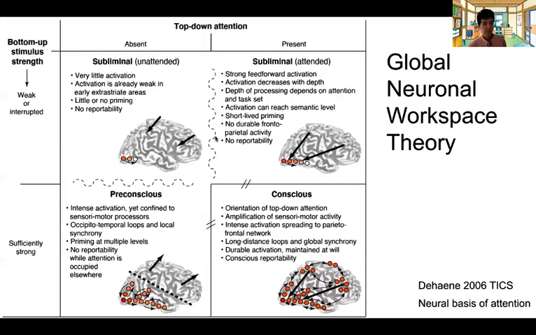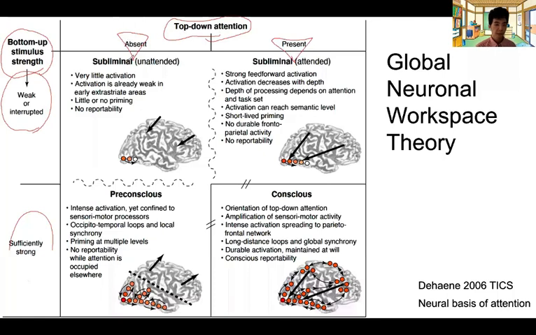And that leads to this idea of the global workspace theory of consciousness. So here is a very complicated 2x2 design matrix, or table. Let me go through the rows first. The row is the strength of the bottom-up stimulus. You can think of this as stimulus contrast or duration and so on during masking. And it can be either weak or strong. And then the top-down attention component here can be either absent or present.